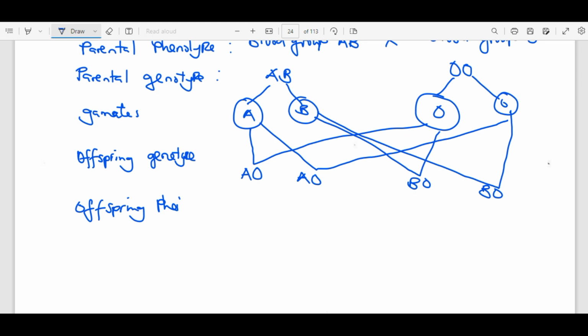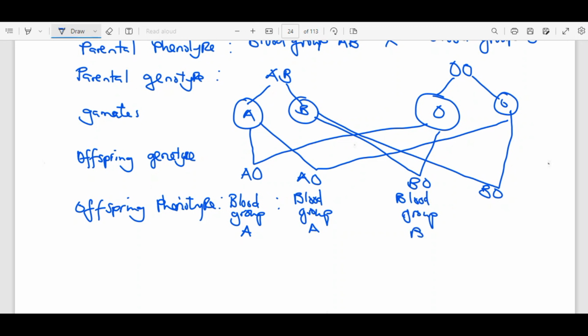Then the offspring phenotype. This is blood group A, also blood group A here, and then here blood group B, and blood group B also. We can write this as F1.